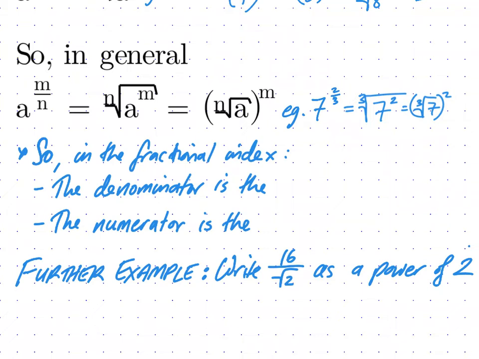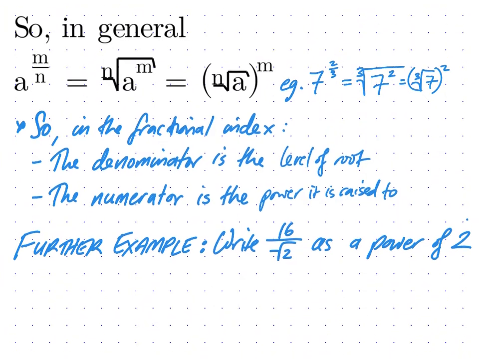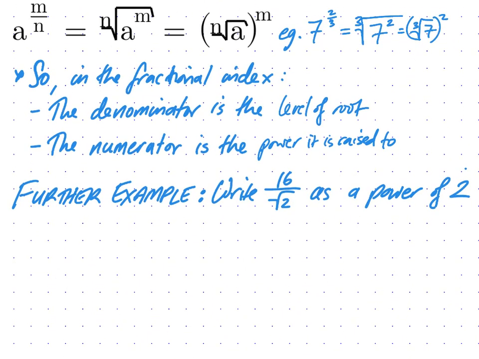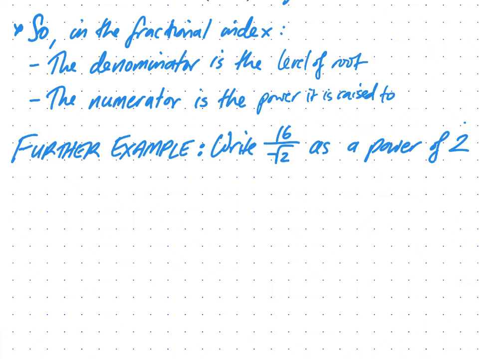So in the fractional index, the denominator is what? The denominator is the level of root. And the numerator is the power the base number is raised to, or the power that the whole root is raised to. Both the same thing. So let's do another example here.